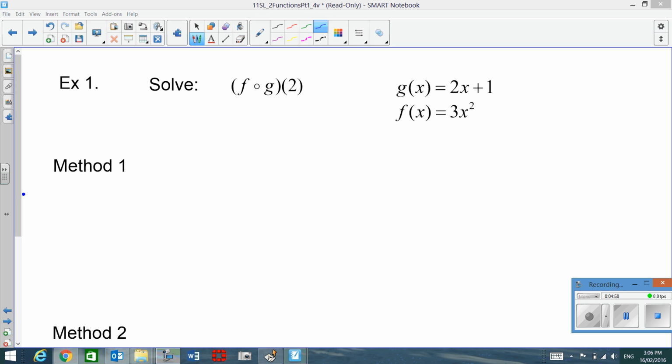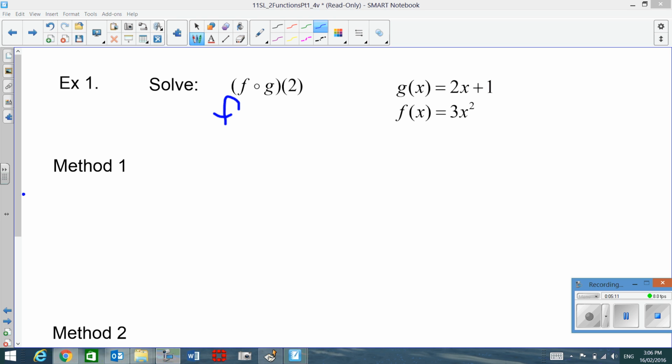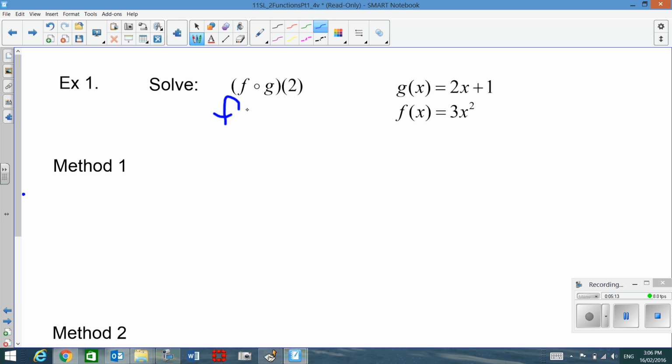For our next example, you might be given a value to substitute in instead of just an x. So instead of getting an expression, you would wind up getting an actual number. So think of this as f of g of 2. So that means 2 goes into g, and then that value goes into f.